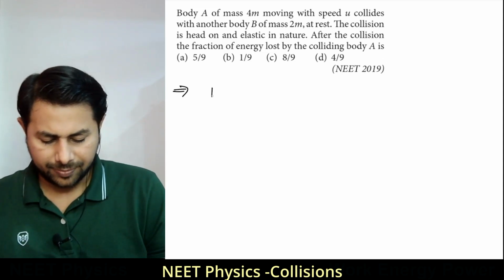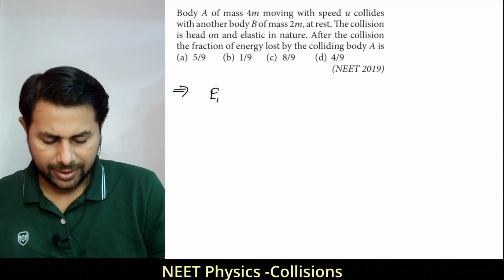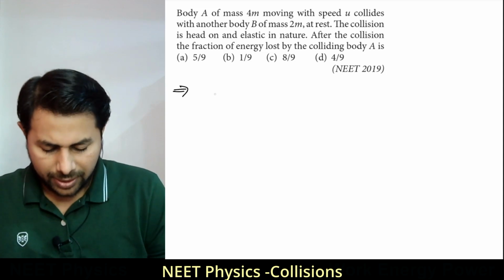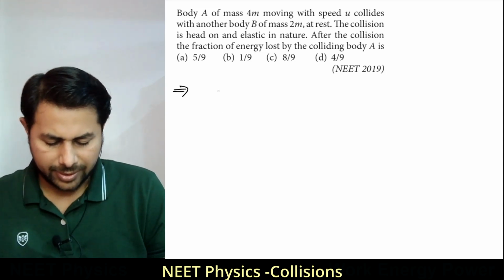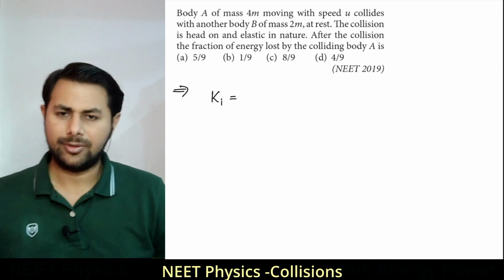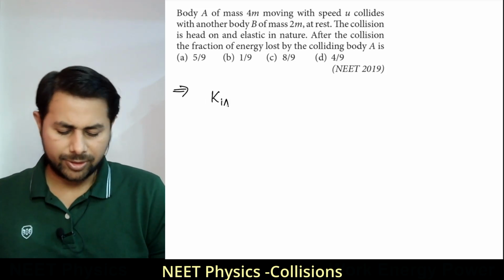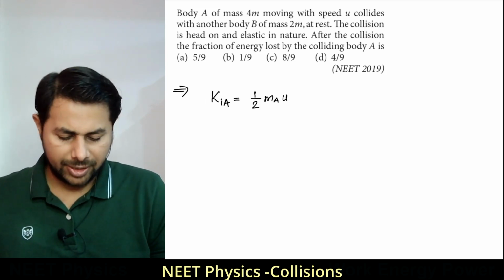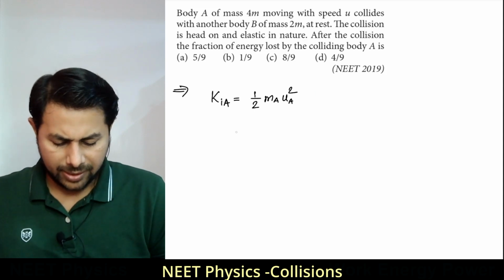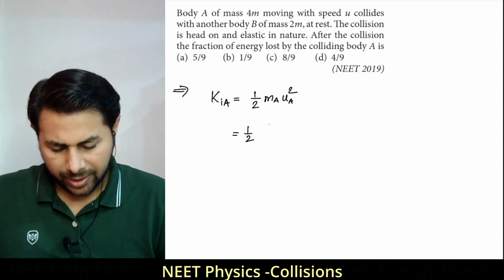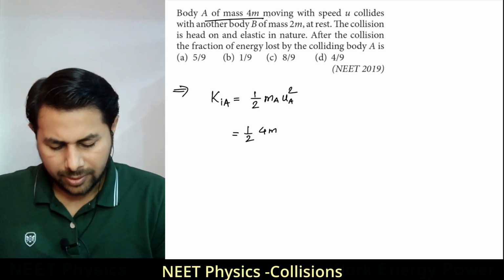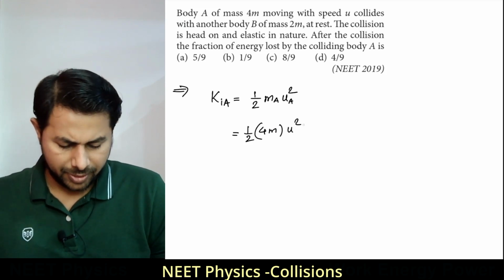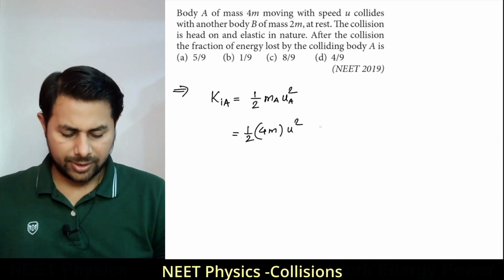So initial KE, let's say it is for A only, so let's write K initial, Ki, with suffix A. It's equal to half of mass of A multiplied by the initial speed of A squared. How much is that? Half of mass of A is 4m, right? The initial speed is u, so 4m multiplied by u square. Okay, so this is the initial kinetic energy.